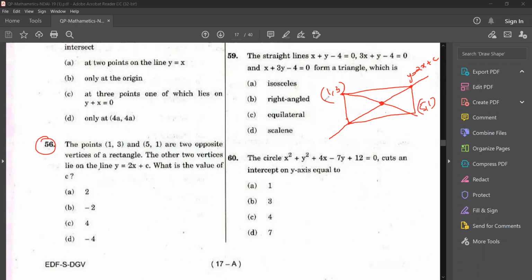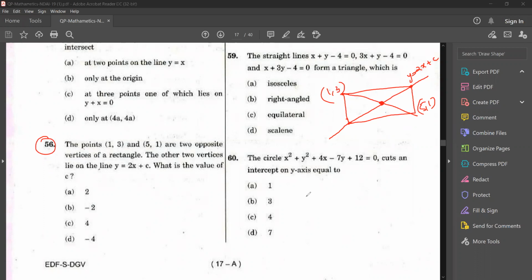Because that is a property of a parallelogram, isn't it? Because rectangle itself is a parallelogram. So if I find out the midpoint, that will be the midpoint for both the diagonals, because diagonals of a parallelogram bisect each other, isn't it? So what will be this point?